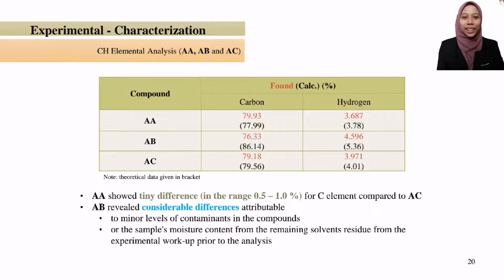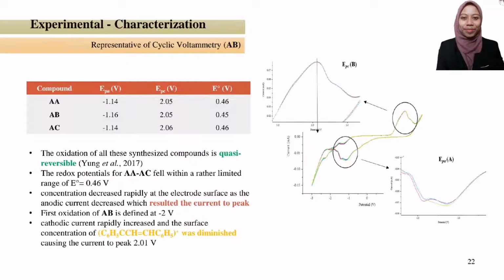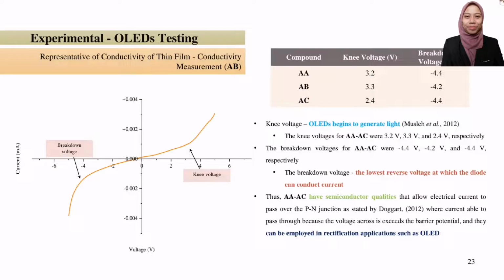For CHN elemental analysis, AA shows a tiny difference but AB reveals considerable differences attributable to minor levels of contaminant or the sample moisture content. Next, for the thermal stability of AB, the total weight loss is 67.4% from first to second degradation. As representative, AB shows the oxidation is quasi-reversible, as can be observed in the figure below, with a redox potential for Fc/Fc+ within a range of 0.46 volt.